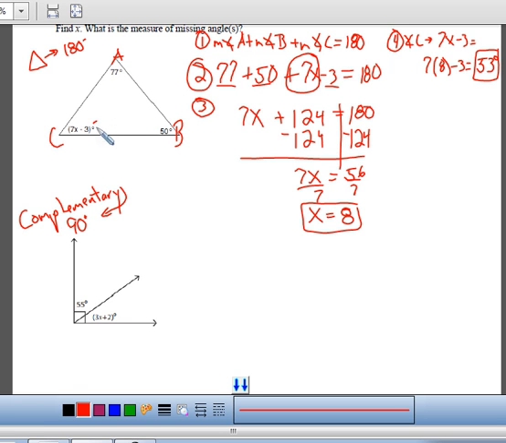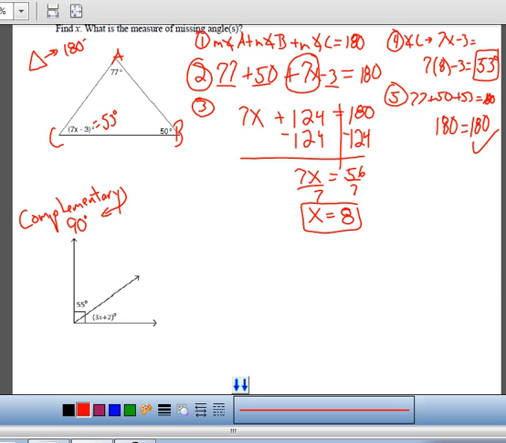Now we still need to do a check, so if you don't want to write this down yet, that's fine. Step 5, does 77 plus 50 plus 53 equal 180? And 77 plus 50, 127. 127 plus 53 is 180. And it works. Everybody's happy. We found x, we found the angle, and we are good.